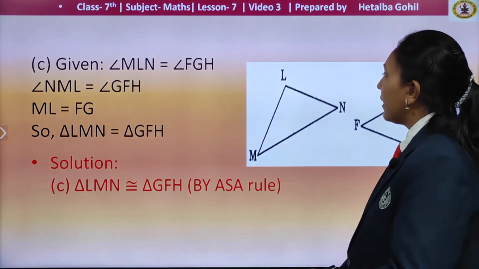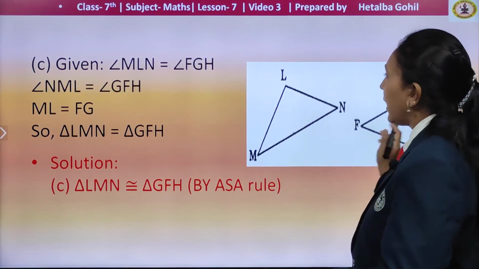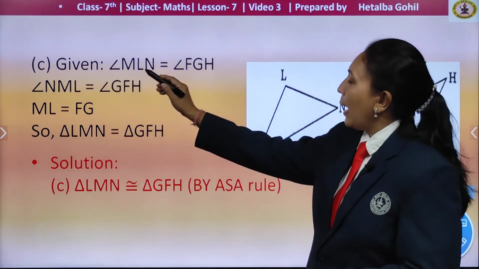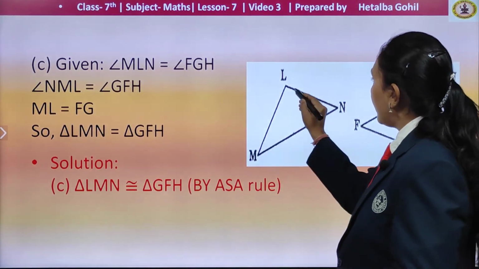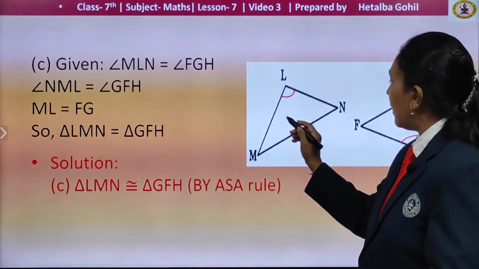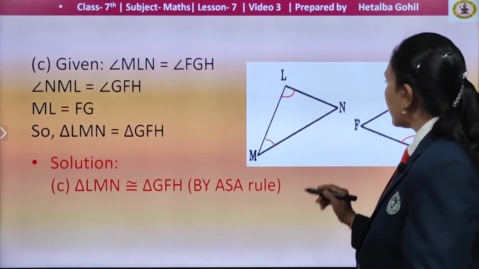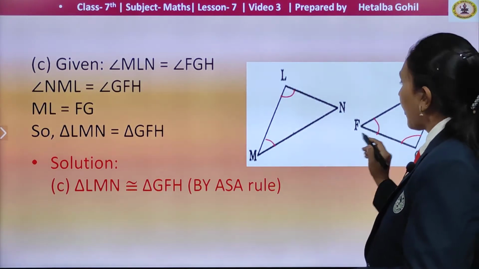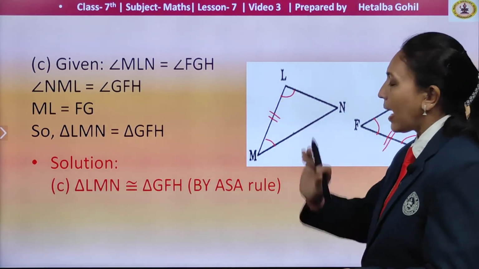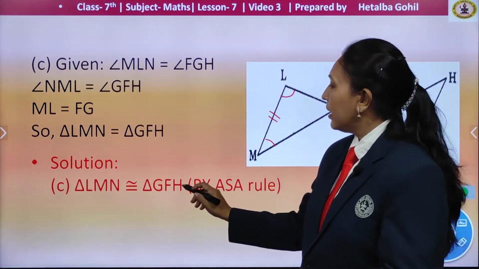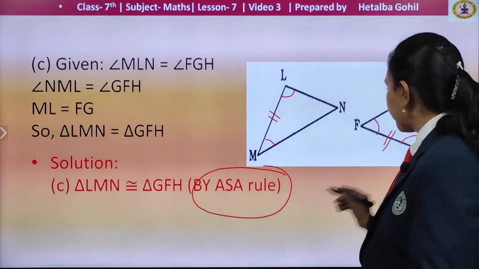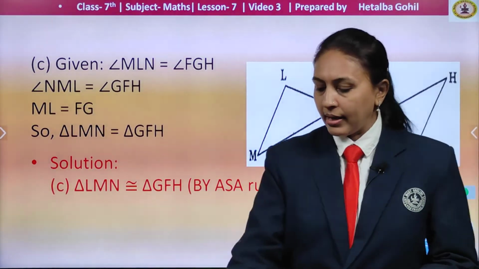One more, children, triangle MLN and FGH is given to us. Here we are given angle MLN equal to angle FGH, that is this angle is given equal to FGH. Then angle NML, that means this angle is given equal to GFH, okay, and ML equal to FG, that means two angles and the included side. That means here both the triangles are congruent by ASA criteria, that is angle, side and the angle.